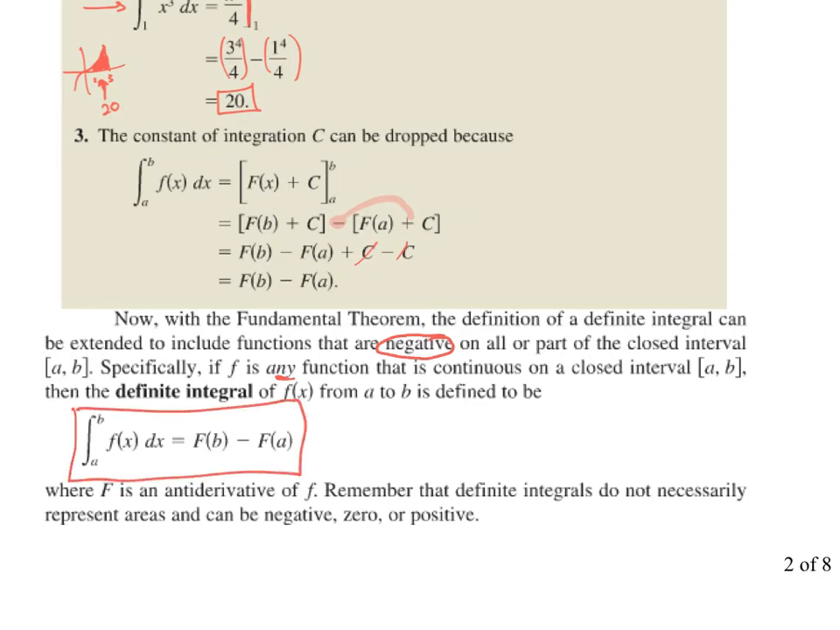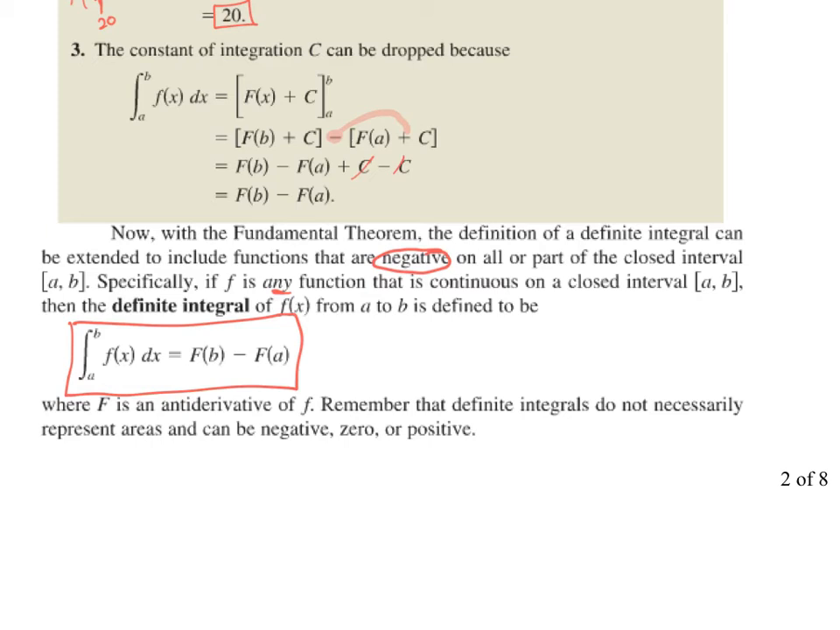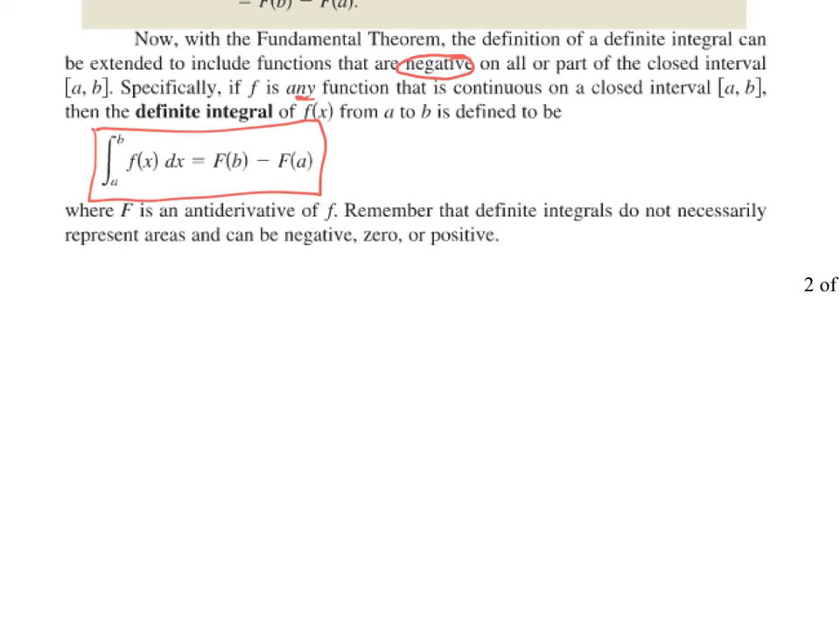So now we're saying it doesn't need to be positive. It says where F is any antiderivative of f. Remember that definite integrals do not necessarily represent areas and can be negative, 0, or positive. So what the heck are they talking about there? Let's look at this. I want you to consider the function y equals negative 4x on the interval 0 to 3. So this is the exact example that we were looking at before, except now I've put a negative sign in front of it. So we would still have the same points. We'd have 0, 0, and then if I plugged in a 3, I'd have 3, negative 12 now.